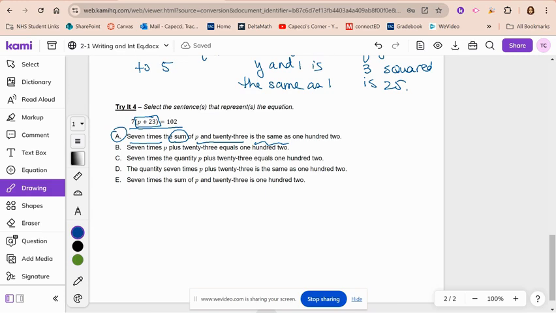That looks good. Look at letter B, 7 times P plus 23. Well, that's not what we have. We don't have 7 times just P. We have the quantity, so that one's not going to work. Letter C, 7 times the quantity, P plus 23, that looks good, equals 102. Letter D, the quantity, 7 times P plus 23. Well, again, we're not doing 7 times P. We need that quantity of just P and 23, so that one's not going to work. And the last one, 7 times the sum of P and 23, that looks good, is 102. So we have A, C, and E as options.